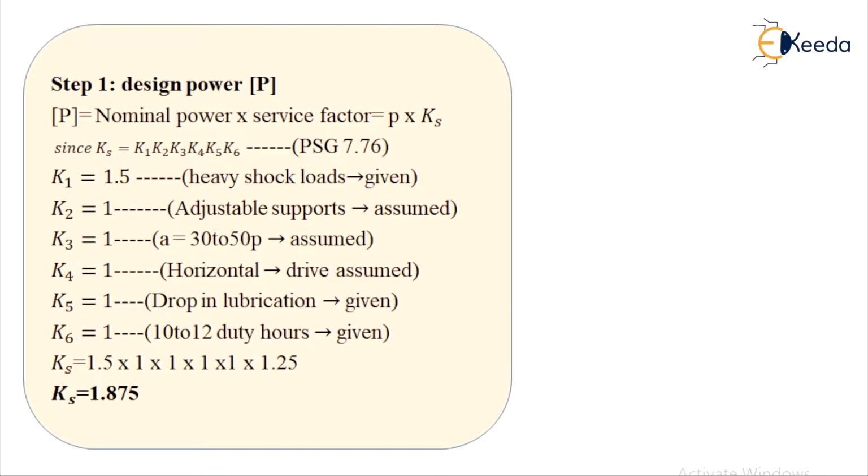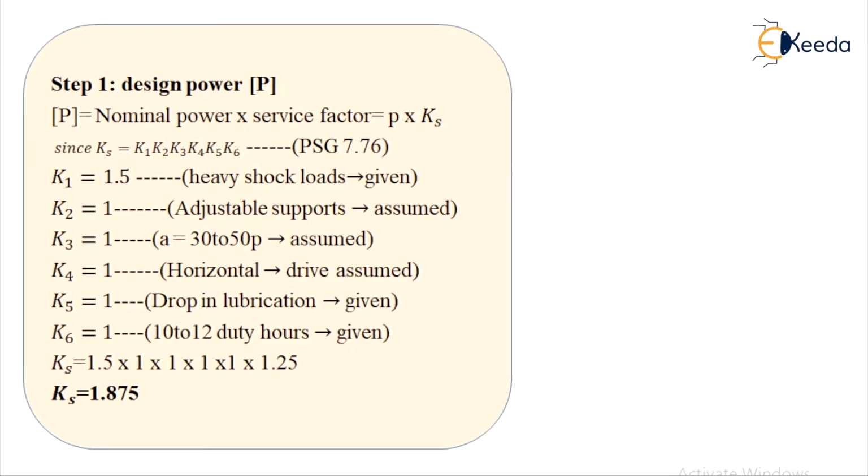Since Ks is equal to K1 into K2 into K3 into K4 into K5 into K6, this we have taken from PSG 7.76, where K1 represents heavy shock loads, which is given, and the value is 1.5. K2 is 1, which represents adjustable supports. K3 is 1, where A is equal to 30 to 50p. K4 is equal to 1. This is for horizontal drive.